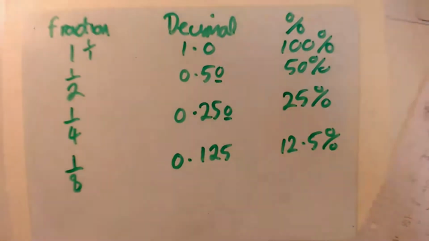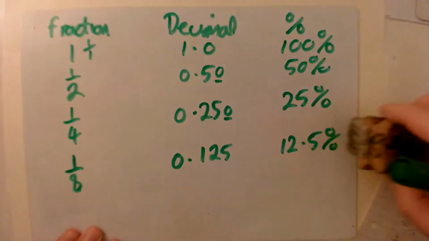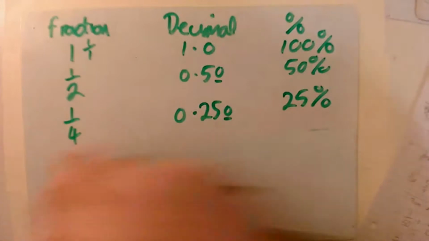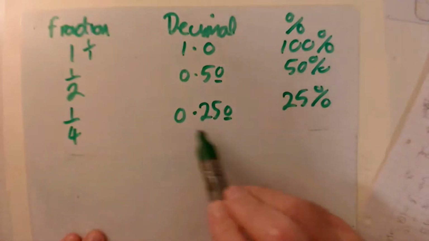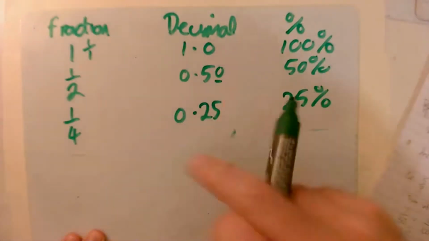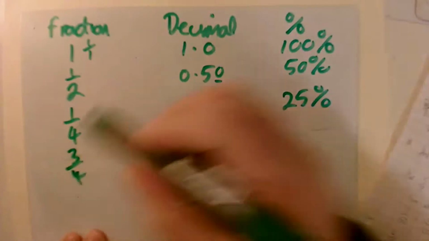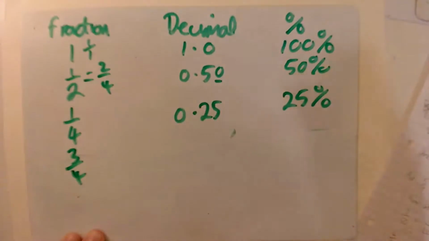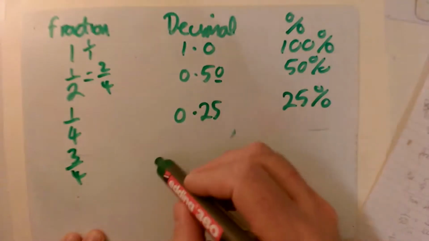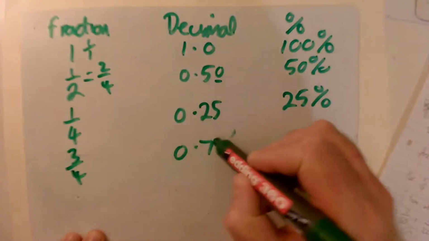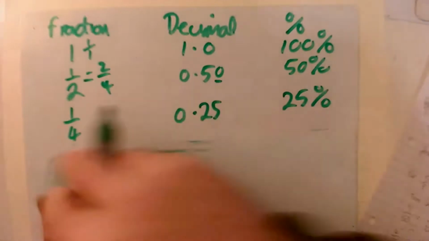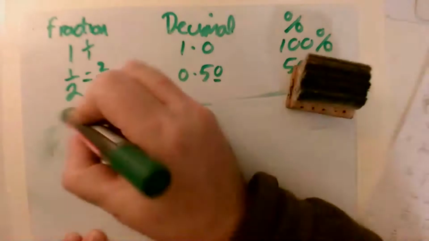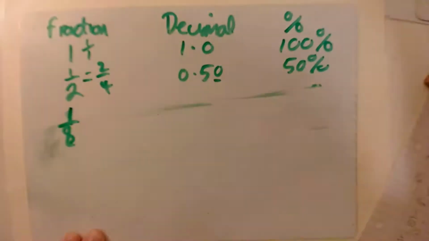I'm going to be rubbing some of these out to create a bit more space. So 1/4 is 0.25. 3/4 will then obviously be 0.75: if 1/4 is 0.25, then 2/4, which is the same as a half, is 0.50, so 3/4 is 0.75. I know we probably all know this, but it's worth going over just in case.